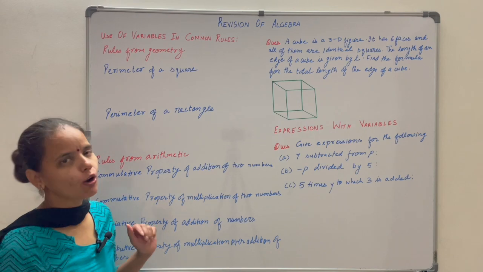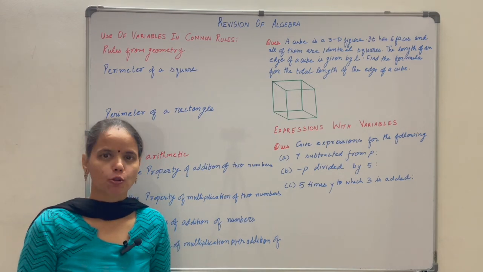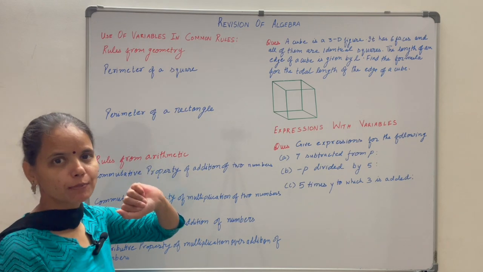Use of variables in common rules. Variables are used in geometry. One such formula is the perimeter of a square.